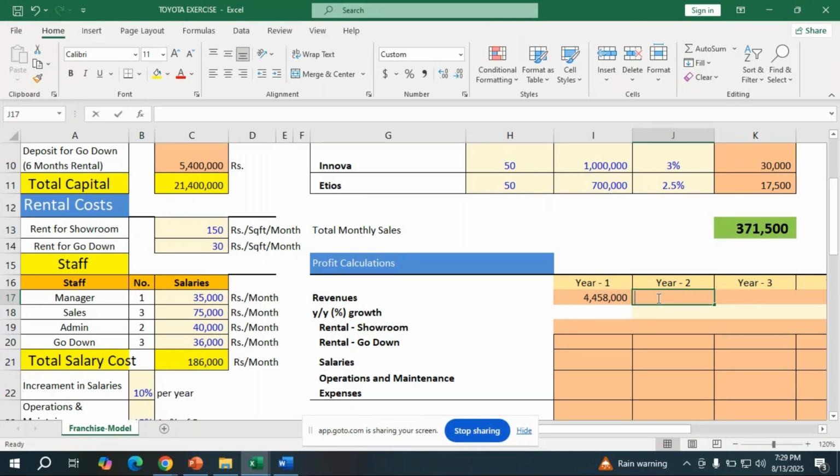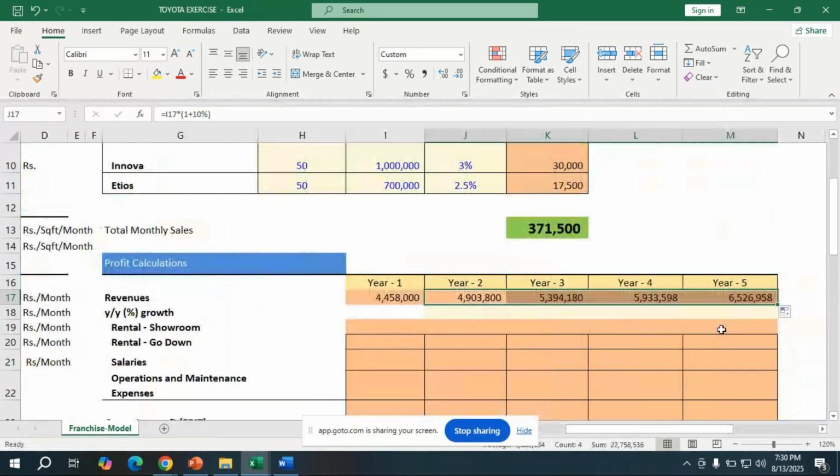So equals this, as you did in the earlier cases, 1 plus 10%. Okay, so like this you're supposed to get. Till which year? Till the fifth year, you'll have the calculation like this. So you can do this and you can stop.